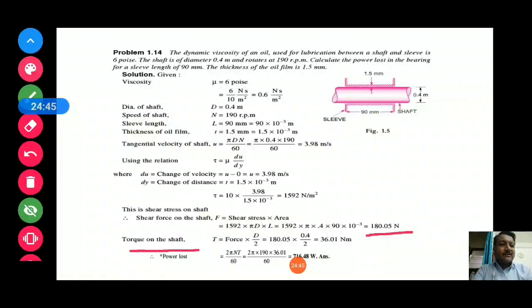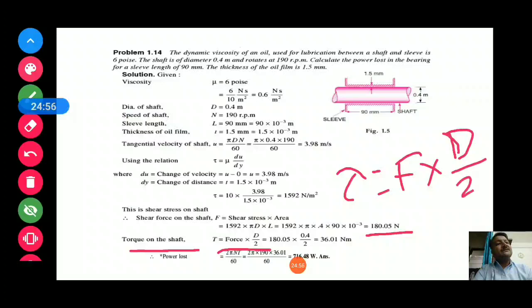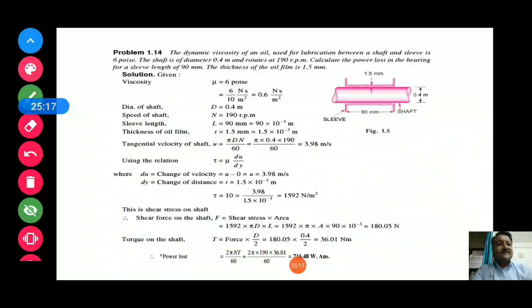Then torque on the shaft. The next step is to find the torque. Now see, torque is nothing but force into distance, that is force into radius. So radius is d by 2. The force is acting at the center, that is torque. So torque is equal to force into radius. Now this force is acting tangentially and the radius is the distance. So torque is equal to F into d by 2. So using this formula, torque is equal to F into d by 2, you can find the torque.